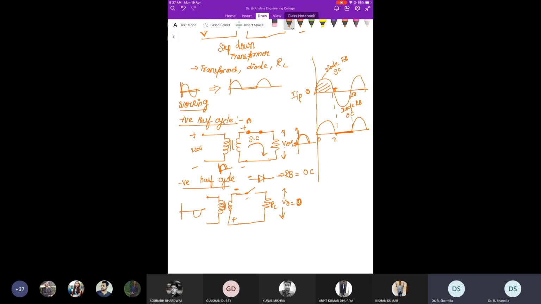So during the positive half cycle, you will get the waveform. During the negative half cycle, you won't get any values here. Okay, so this is the operation of the half-wave rectifier.